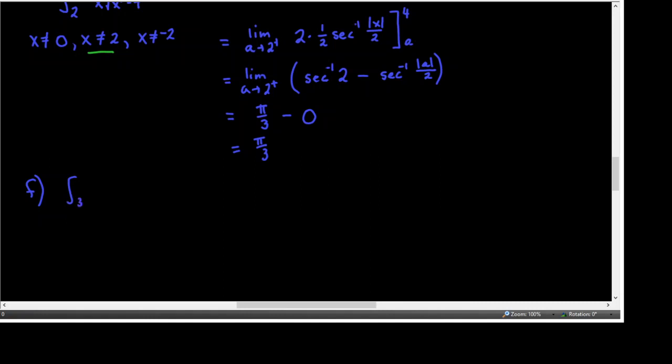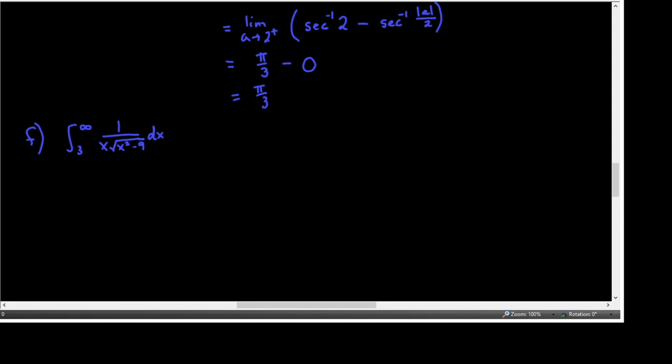Okay, 3 to infinity. Okay, I realize right now we have an upper bound that's infinite, but if you look at the integrand, it also has some discontinuities, just like the last one. In fact, it looks a whole lot like that last one, except for the constant here is 9 instead of 4. So the antiderivative is going to be a lot like what we just did, just a different number involved there.